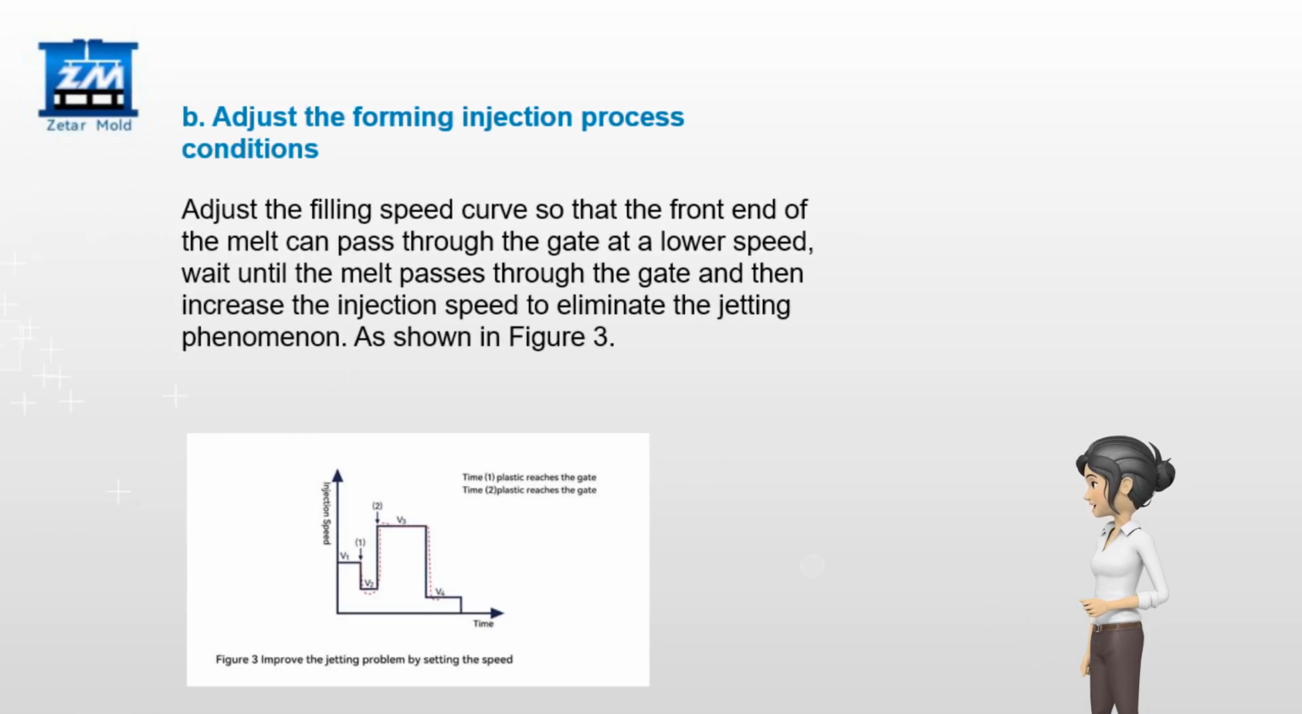B. Adjust the forming injection process conditions. Adjust the filling speed curve so that the front end of the melt can pass through the gate at a lower speed. Wait until the melt passes through the gate and then increase the injection speed to eliminate the jetting phenomenon, as shown in Figure 3.